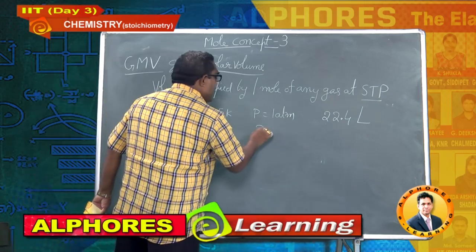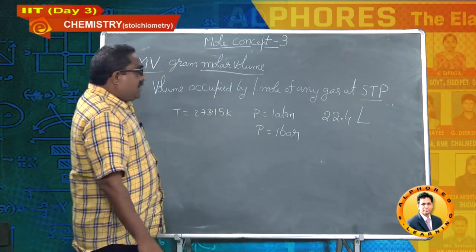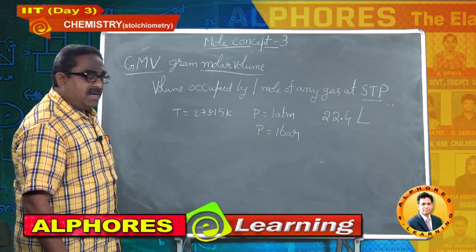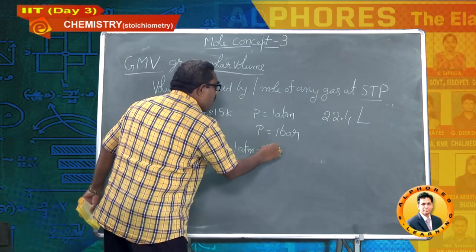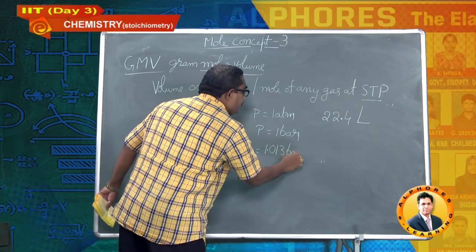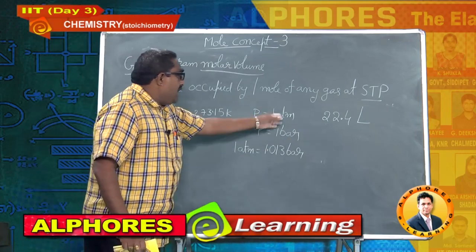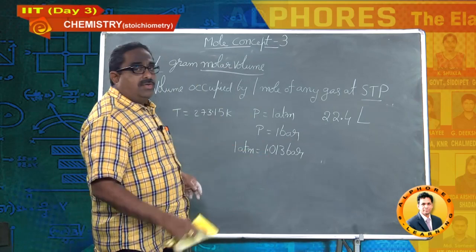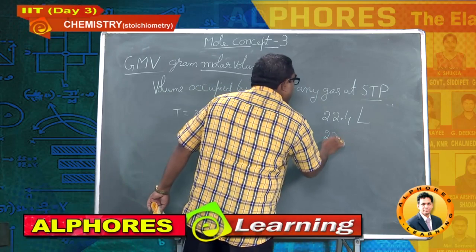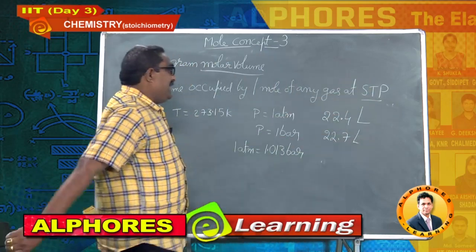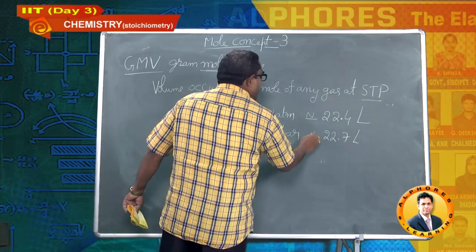Temperature is the same, but the pressure they have modified as 1 bar. So, I will give the interrelation between atmosphere and bar also, students. 1 atmosphere is equal to 1.013 bar. That is the relation for interconversion between atmosphere and bar. This is the value we should use to convert. Then they set the value as 22.7 liters approximately. Not exact values, approximate values only.